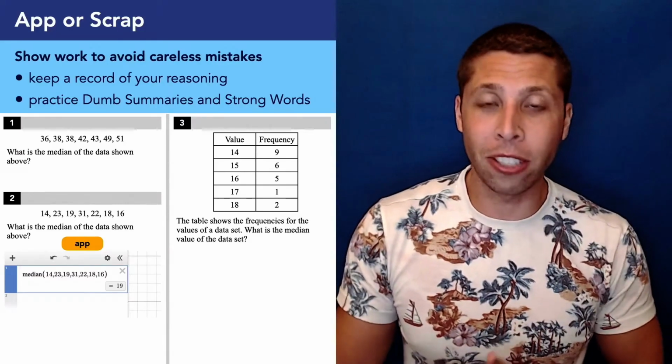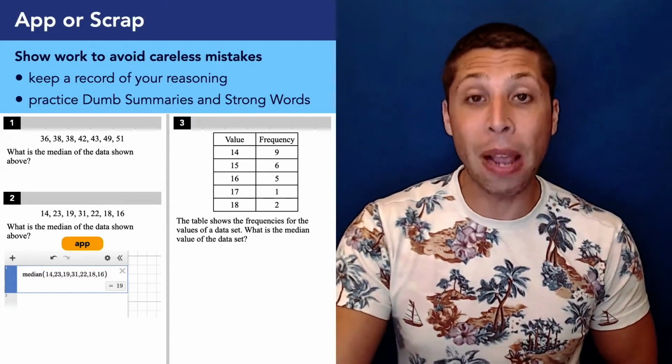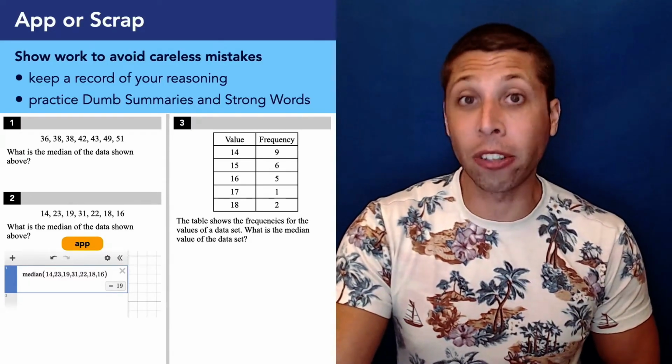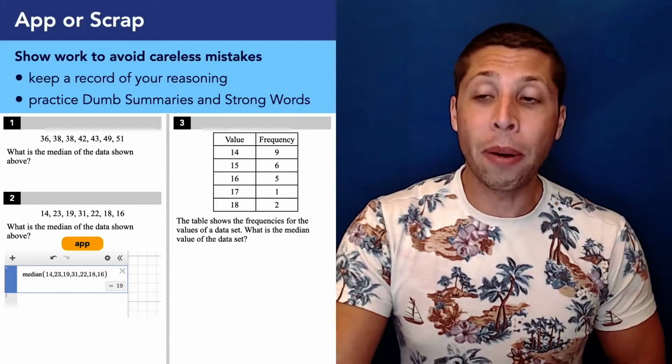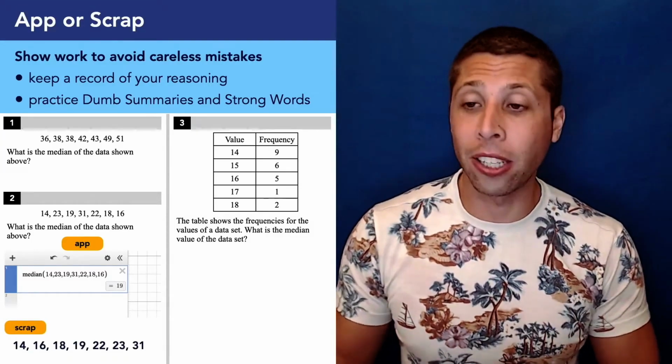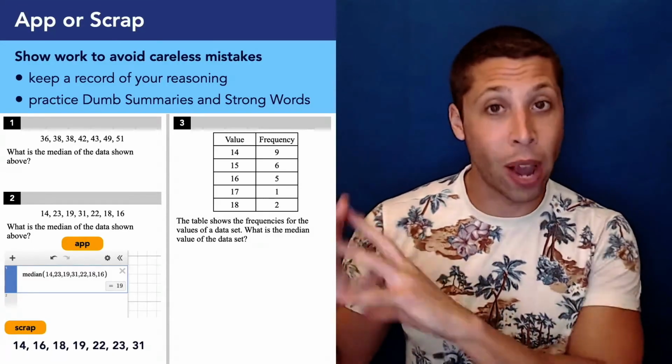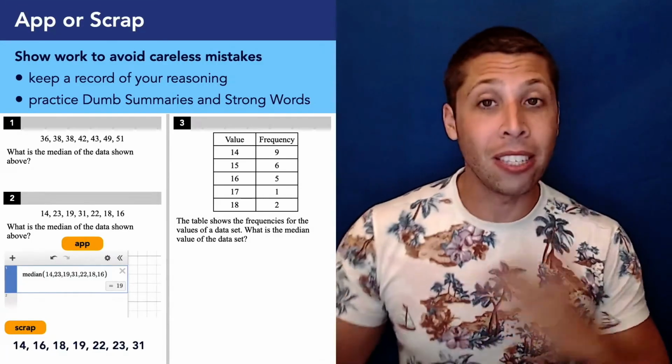Just let the calculator do it for you. So I think this is a case where it might be really efficient to use the calculator if the list is relatively short. But of course, the scrap paper is not so bad here. We would just rearrange the list and write it on our page in order from least to greatest.